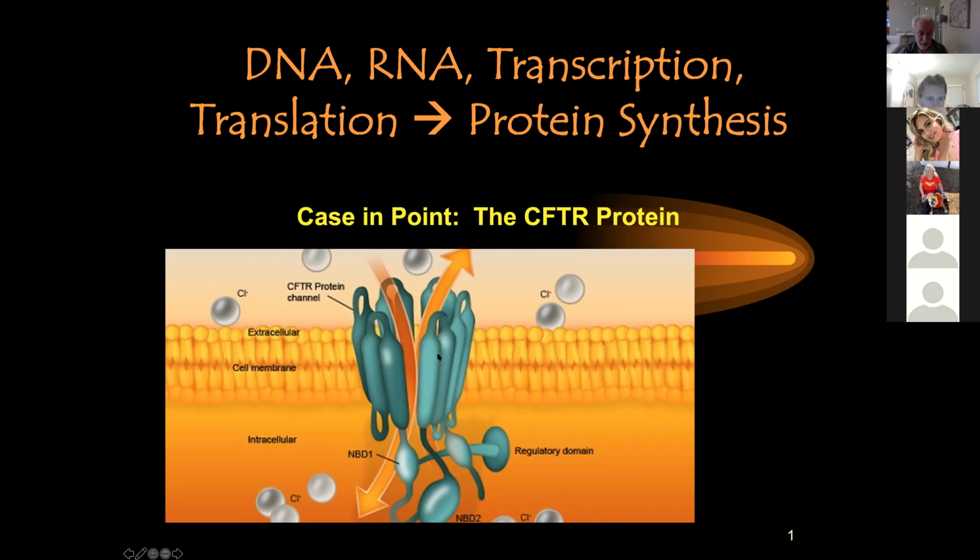It's a transmembrane protein, and its function then, when it's in the membrane, is to transport chloride ions out from inside the cell to outside the cell. So that's coming up, but it's a good example of this entire process from DNA to protein.